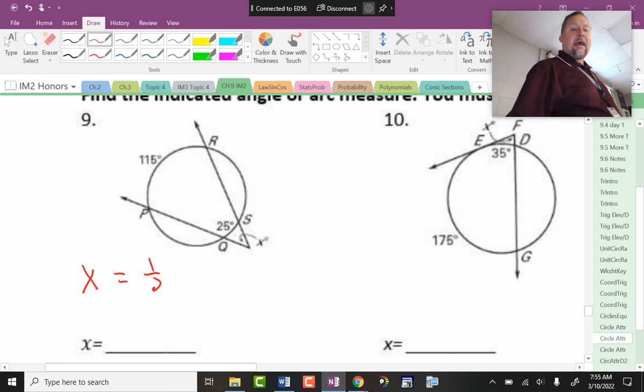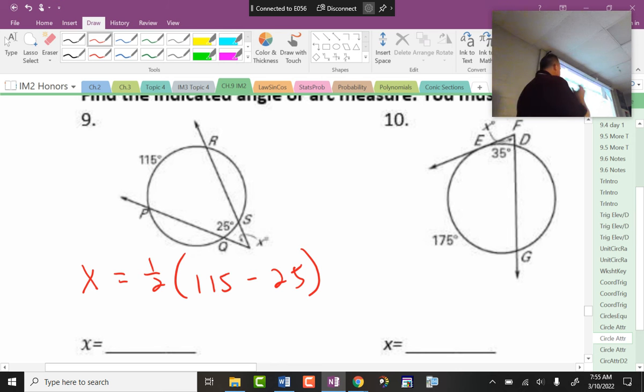Angle equals half 115 minus 25. Ain't no thing. All right, chicken wings, piece of cake. You calculate that, you move on.